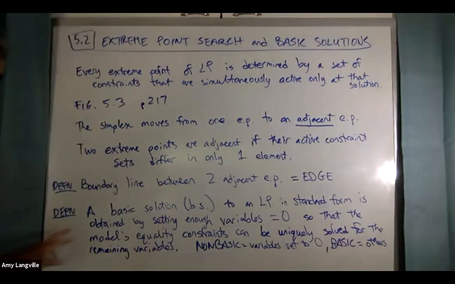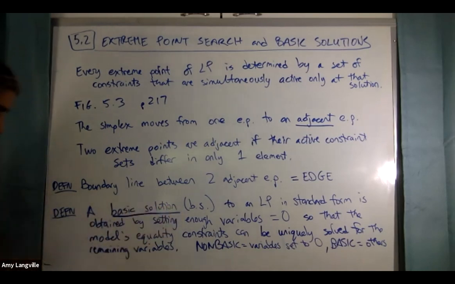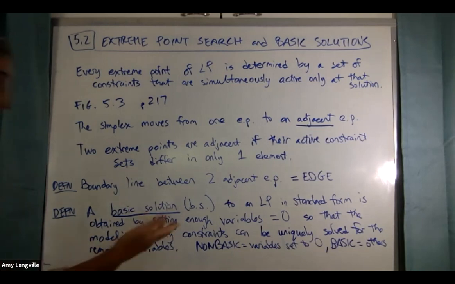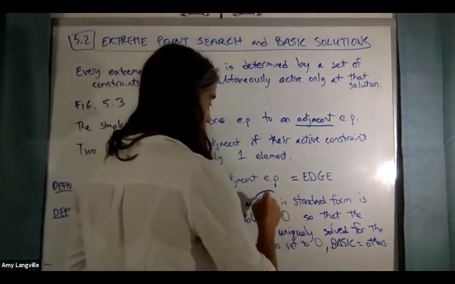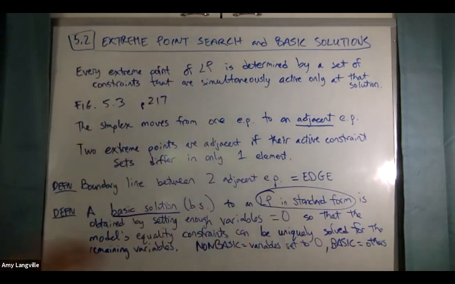Okay. Oh, one more definition, and then we'll take a look at this figure. So a basic solution, also called a BS, the EPs and BSs. A basic solution to an LP in standard form. So again, it has to be an LP and it has to be in standard form. It is obtained when you set enough of your variables to 0, and we'll quantify enough in a bit, so that the model's equality constraints can be uniquely solved for the remaining variables.